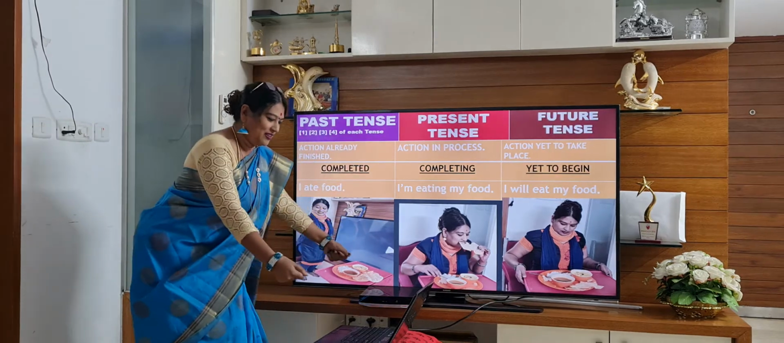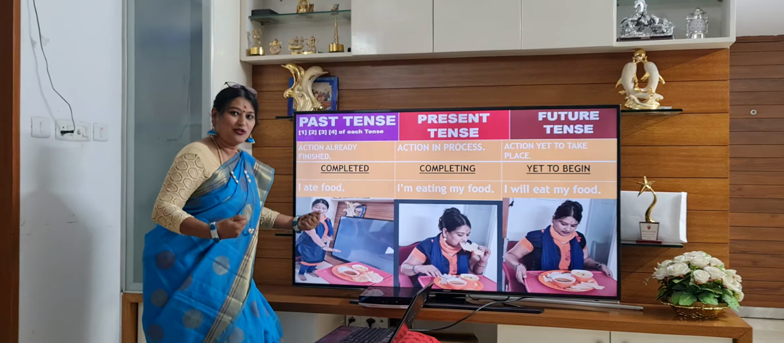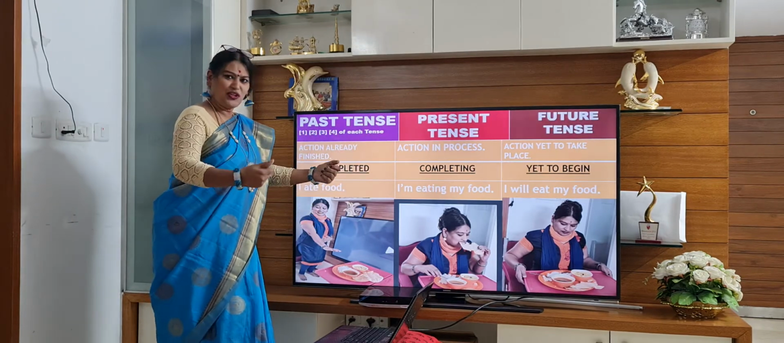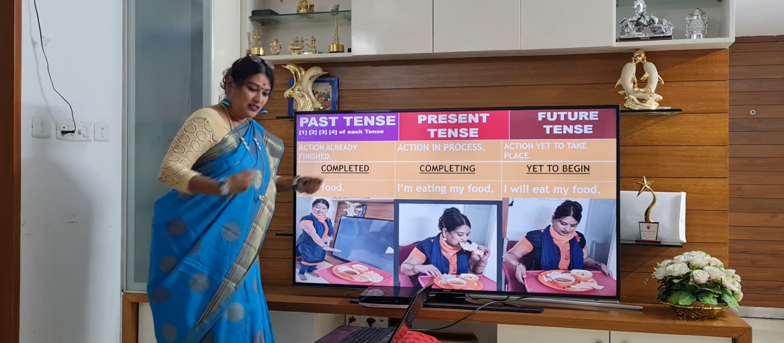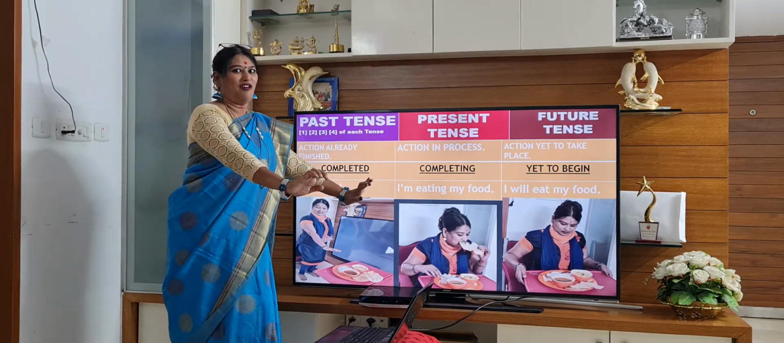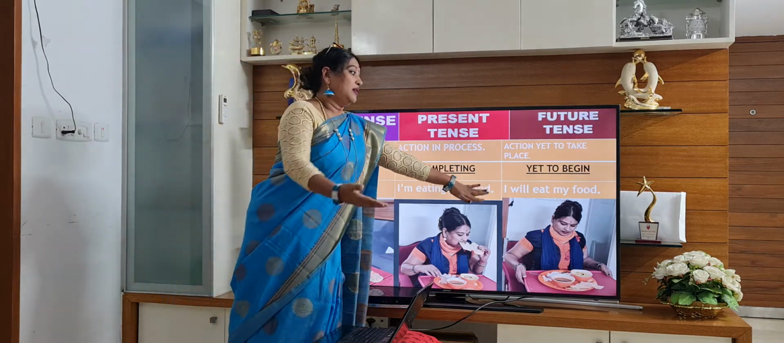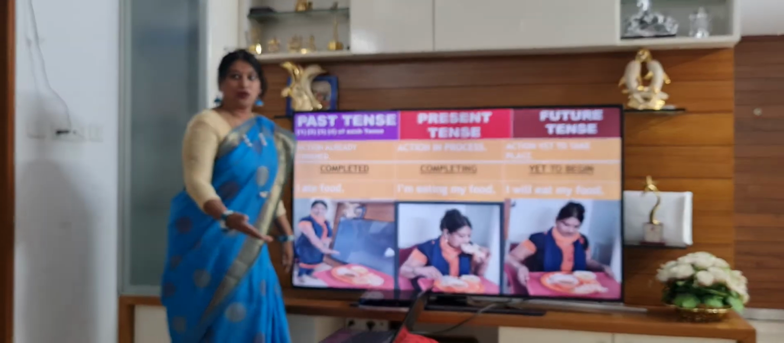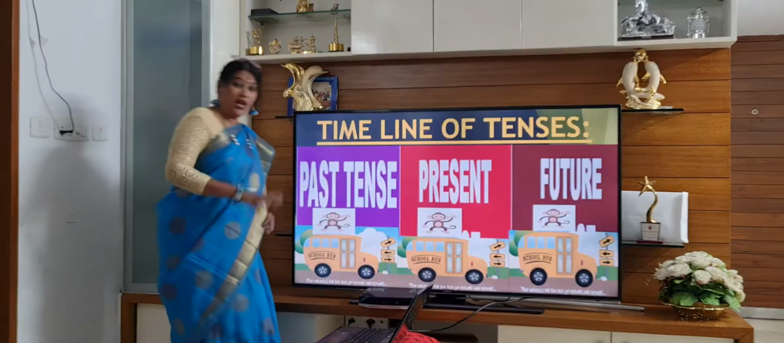See, I'm just pulling the table towards me. I already took my seat, took the chair, sat on it, and I'm pulling the table towards me. Why? When you're about to eat, you pull the table. When you're done, you push the table off. So that says I will eat my food. So that's future. Will. I haven't started.